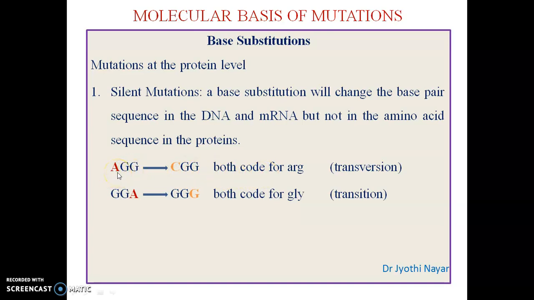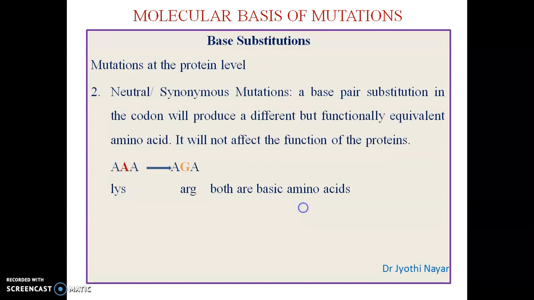Both these triplet codons are for arginine. Here, A is a purine, C is a pyrimidine, so it's a transversion type of mutation. The second example is GGA getting converted to GGG. That is, a purine is getting converted to G, which is also a purine, resulting in a transition mutation. Both the triplet codons are for glycine. So you don't find any change in the amino acid sequence of the protein.